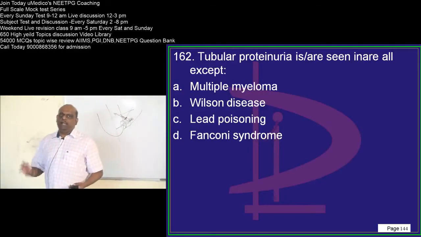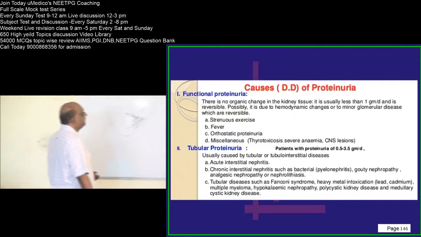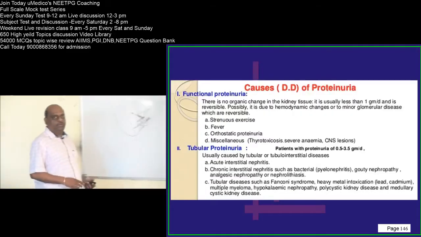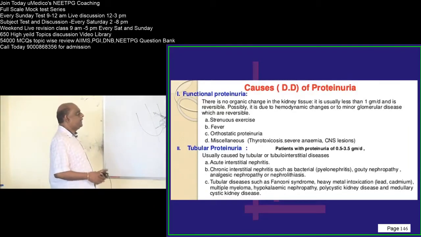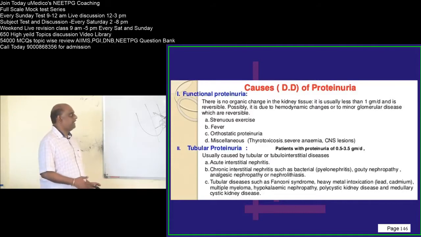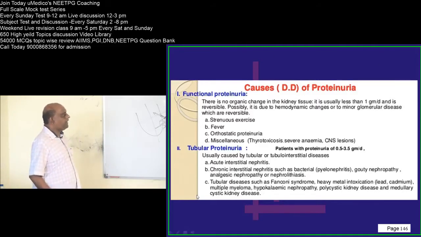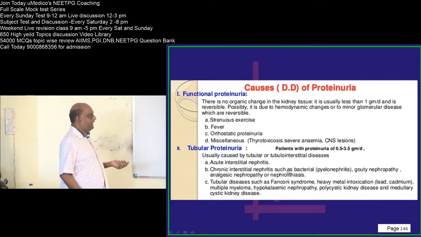Tubular proteinuria. What are the different types of proteinuria first of all? You have functional proteinuria, which can occur with strenuous exercise, fever, orthostatic proteinuria, thyrotoxicosis, anemia, etc. Whereas tubular proteinuria is due to any pathology involving the tubule, like interstitial nephritis.